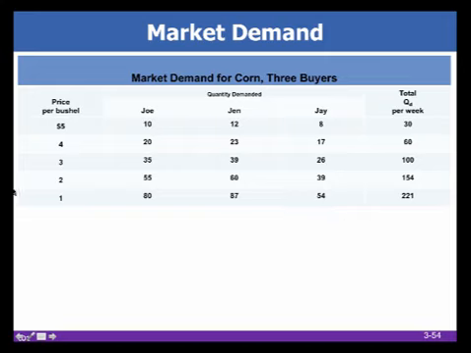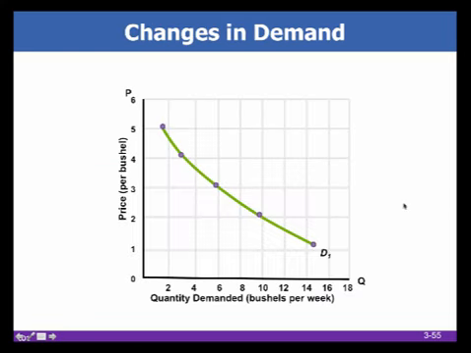And then all the way down here, if it goes down to $1, everybody's going to be buying corn. We're going to be making corn out of everything. We're going to be decorating our house like at Halloween. Corn, corn, corn everywhere, for a total of 221 bushels of corn.